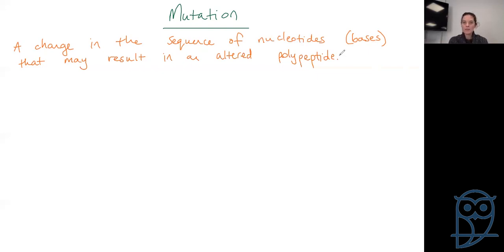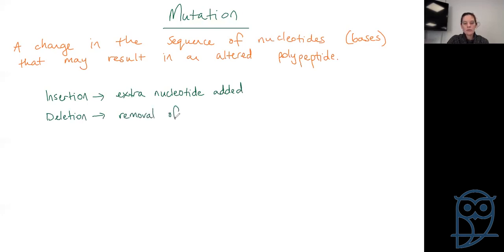It doesn't always. Okay, so let us first think about what kind of changes we could have, and then we'll talk a bit about why we say may result, not will result. So different types of mutation. We can have an insertion mutation. So here we have an extra nucleotide added in. We could have a deletion, removal of a nucleotide. We could have substitution, which is simply replacement.